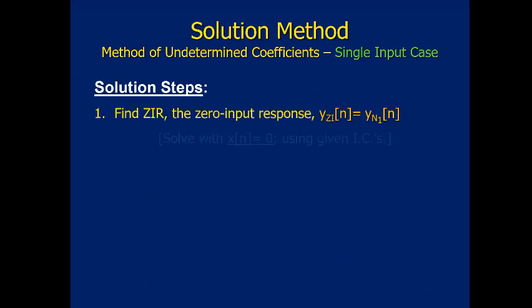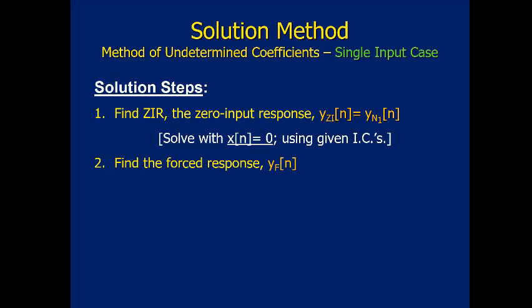So our solution steps are, first we find the 0 input response by developing that characteristic equation and solving it for the case where there is no input. So we set the x side of the difference equation equal to 0. We use the given initial conditions to find the unknown coefficients in the 0 input response. And that gives us the response of the system, the natural response piece that comes from the initial conditions.